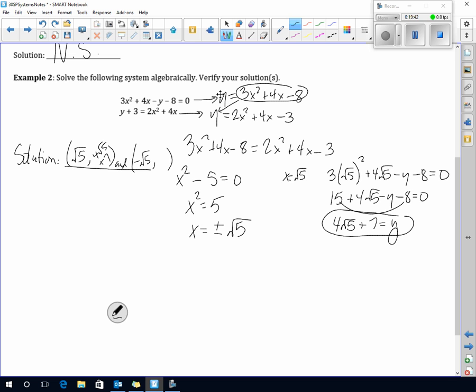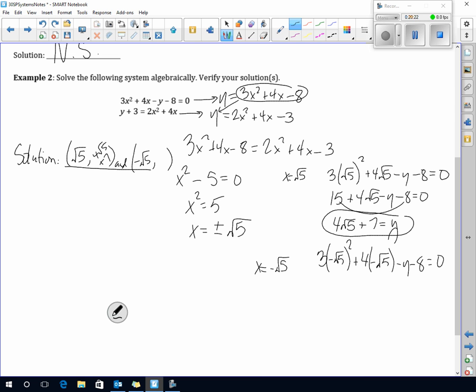Okay, so when x equals negative root 5, okay, let's finish this off. 3 times negative root 5 squared plus 4, sorry, I didn't write a 4. Plus 4 times negative root 5 minus y minus 8 equals 0. So what's negative root 5, the whole thing squared? Negative root 5 times negative root 5, what's that? Positive 5, yeah? Times 3 is 15. And then 4 times minus root 5 is minus 4 root 5.